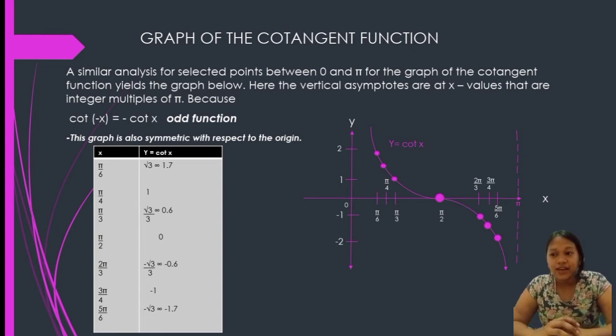As you can see here in the graph, the vertical asymptotes are at x values that are integer multiples of pi. Because cotangent of negative x is equal to negative cotangent x, it is an odd function. Therefore, this graph is also symmetric with respect to the origin.